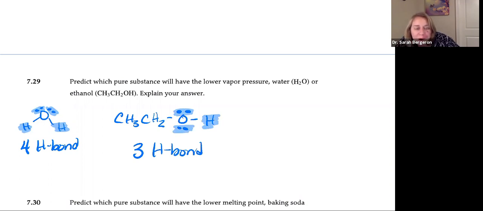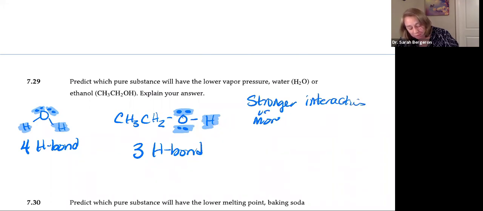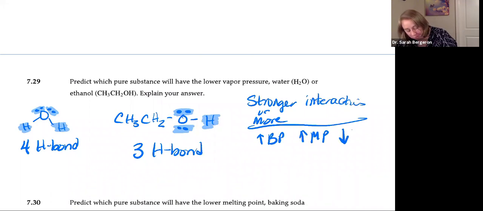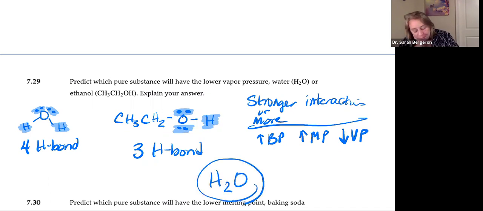Well, the one with the more hydrogen bonding, the one with the stronger interactions, is going to have, so let's write that down, stronger or more interactions. Either way, you're going to have a higher boiling point, a higher melting point, and a lower vapor pressure, right? That was what I told you to remember from the lecture. So what's our answer? Our answer is water. Water is our answer, lower vapor pressure.